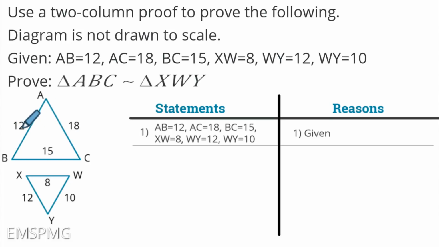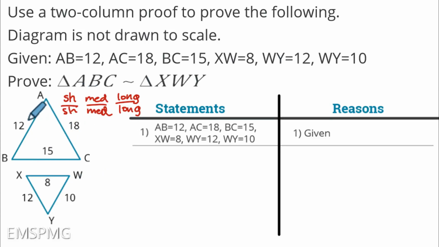So 12 isn't necessarily going to go with the number directly below it. The way that I always recommend you set this up is to set up your side lengths compared to each other between the two triangles. So I'm going to match the short side over the short side, the medium side over the medium side, and then I'm going to match the two long sides together. Okay, this is between the two triangles. The whole purpose of this is that you are matching them up between the two triangles.